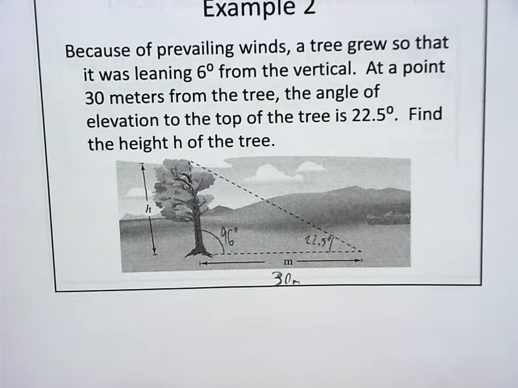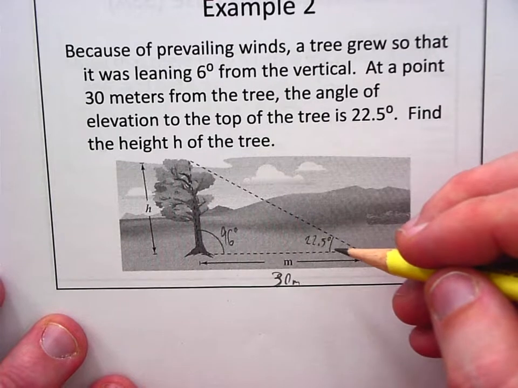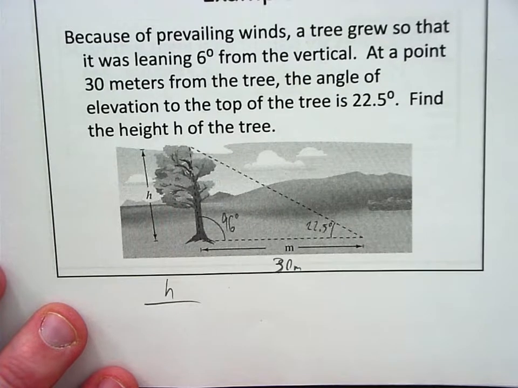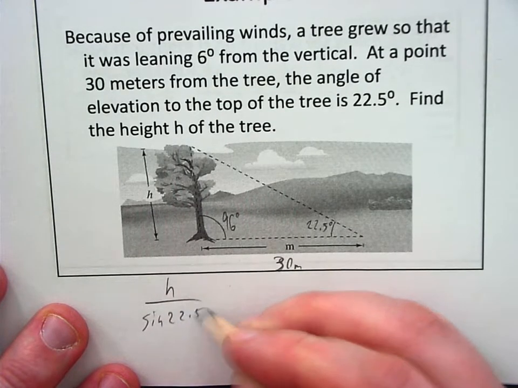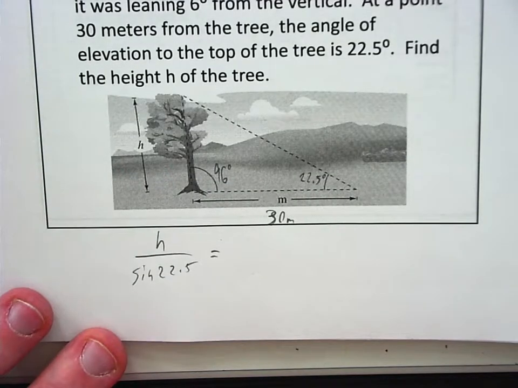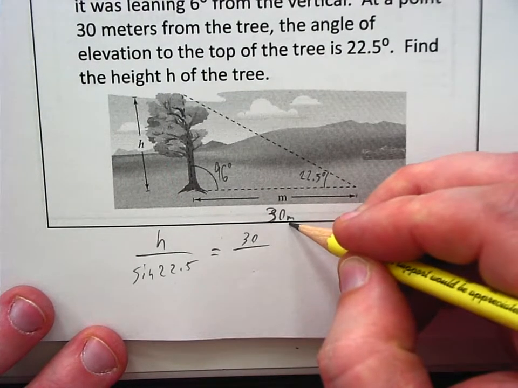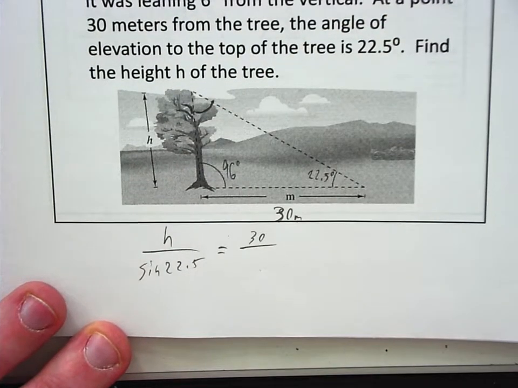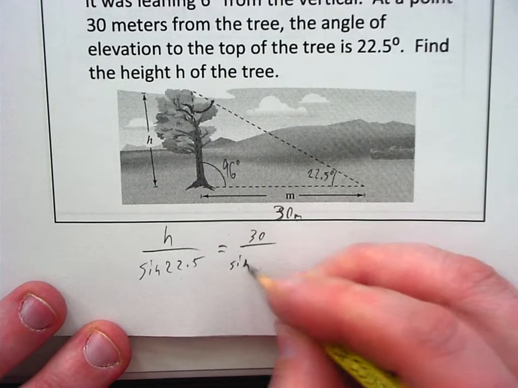So if I want to find H, well, obviously I have angle side angle here. I'm going to put H over the sine of 22.5. Now that's going to be equal to 30 over the sine of 96. Close, no, that's wrong, because 30 is not opposite 96. It's opposite the angle up here. So let's do some math. Go ahead and find that angle. What do you get?